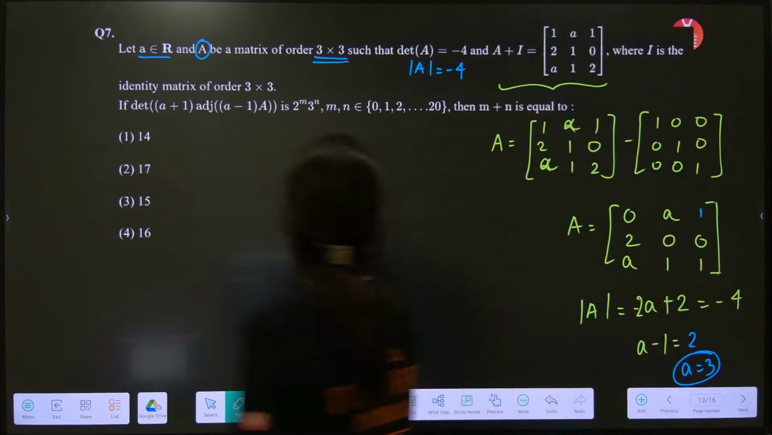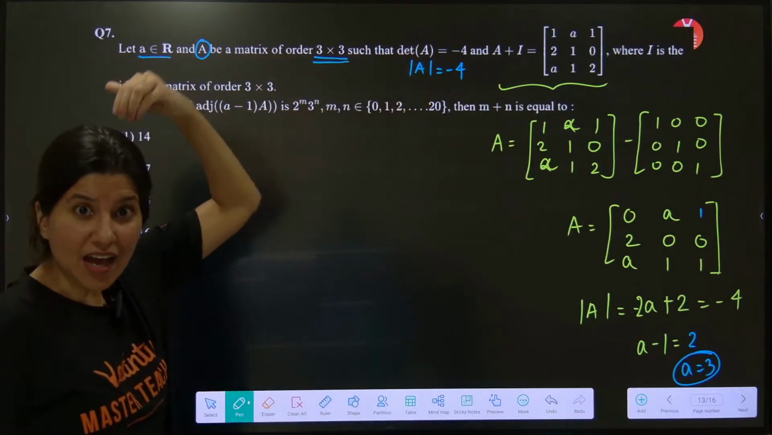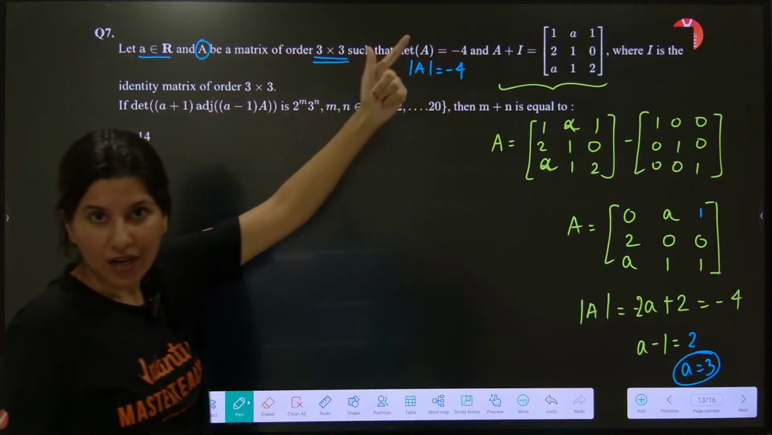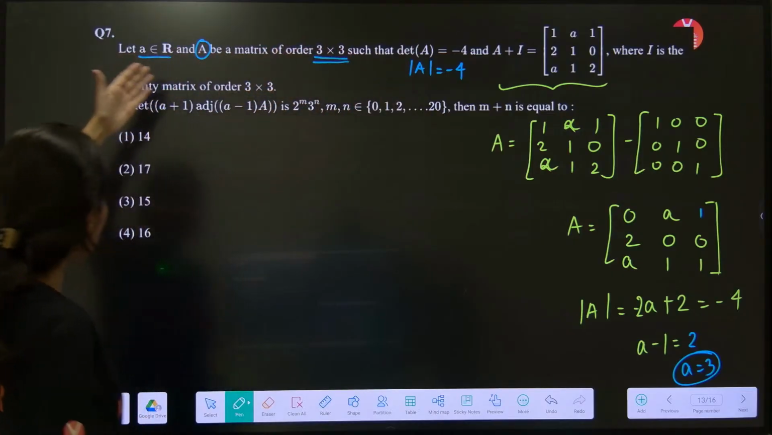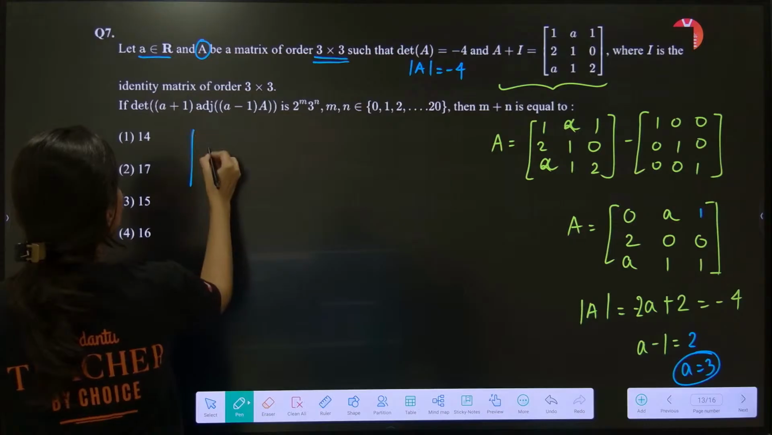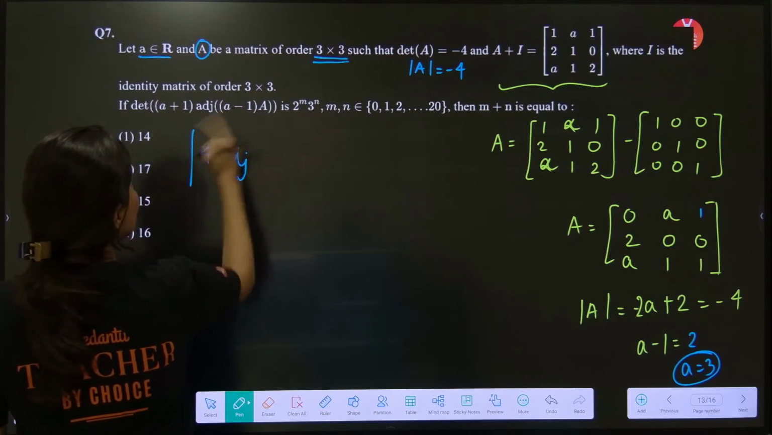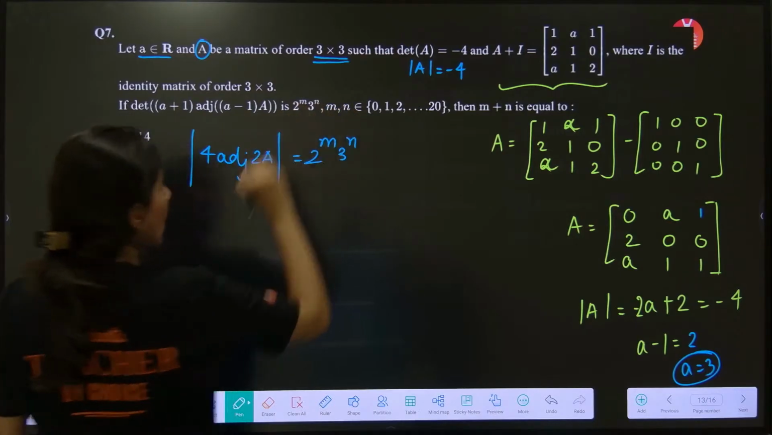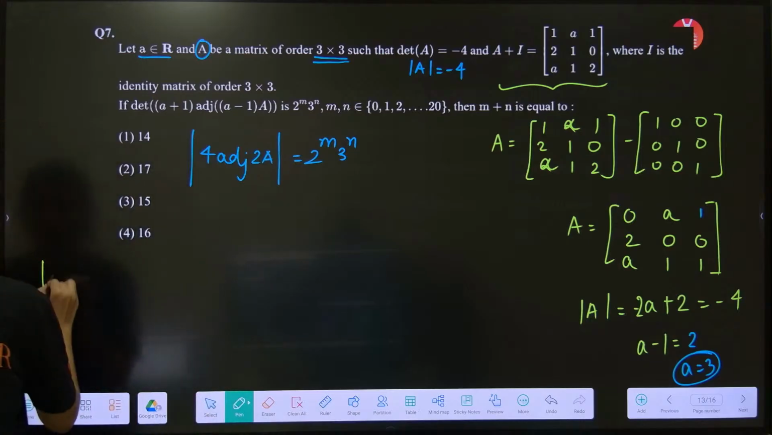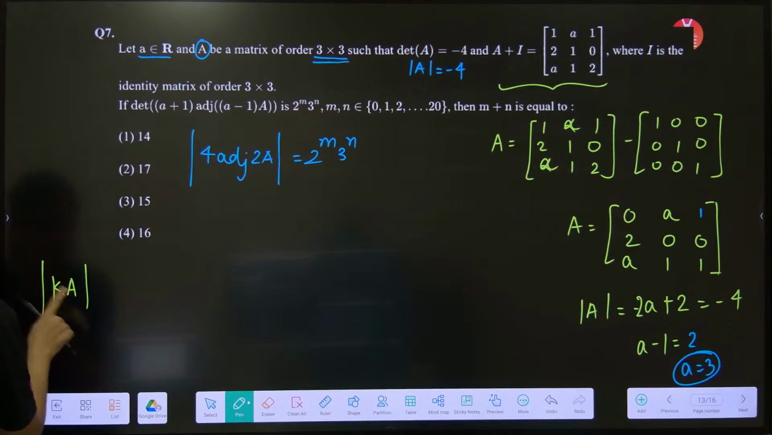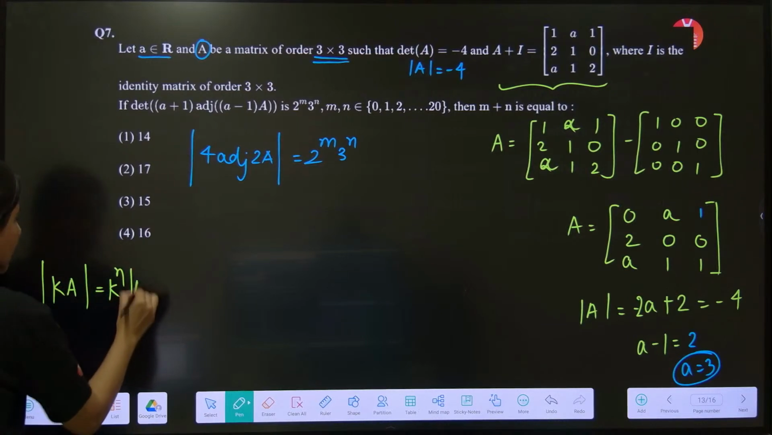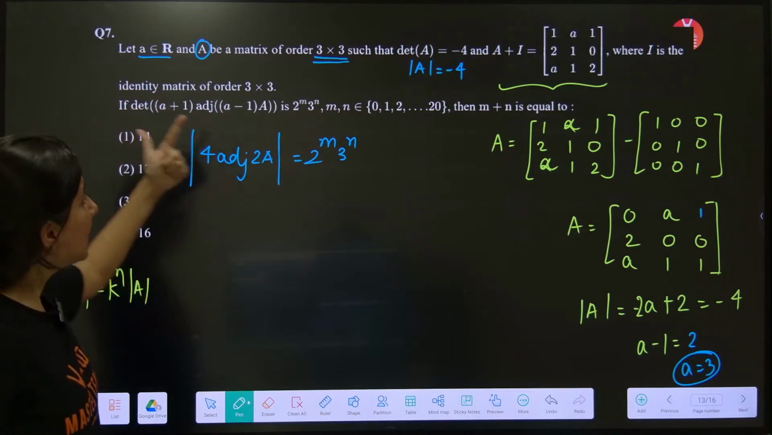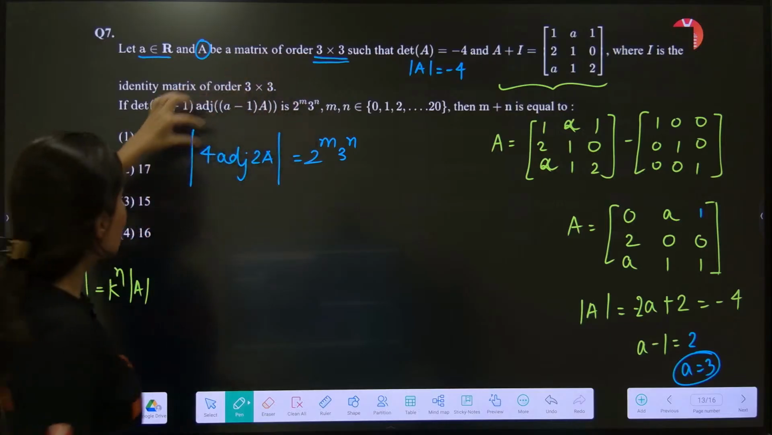Now the moment you got your A from the first half, I haven't read the rest of the question. I just read the first line, realized I can calculate A, and obviously it is going to help me. Now, determinant of 3 plus 1, 4, adjoint 3 minus 1, 2A is nothing but 2 power n, 3 power n. The first property I am going to use: determinant of scalar k times A is k power n determinant A. The 4 will come out, but the power will be n, where n is the order, 3. So 4 cube.